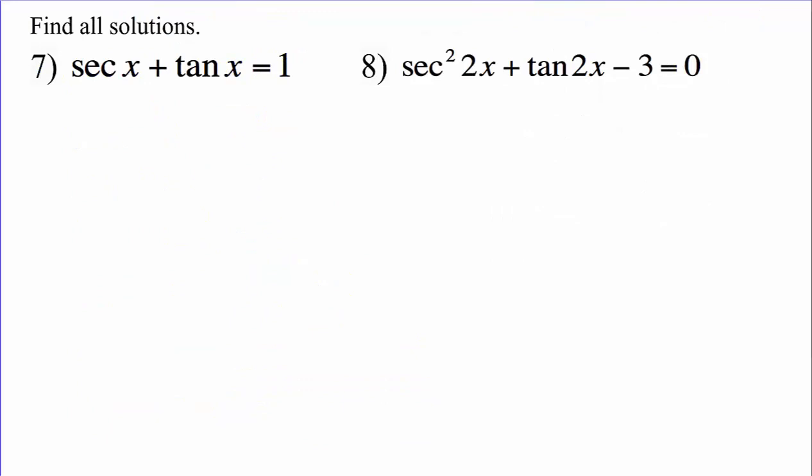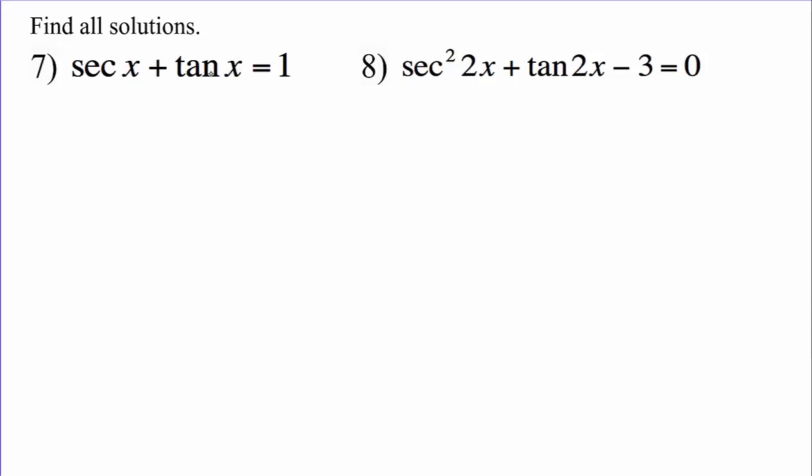All right, we're moving on to our last 2 problems. It probably won't surprise you to hear that often the last few questions tend to have extra challenges. These are no exception. I especially think that's the case probably on number 7. So pay attention here. Now, we have a secant and a tangent. Now, we have a Pythagorean relationship that works really well with those. Unfortunately, this is not secant squared and tangent squared. This is just secant and tangent.